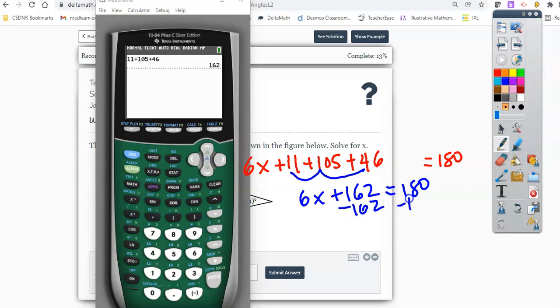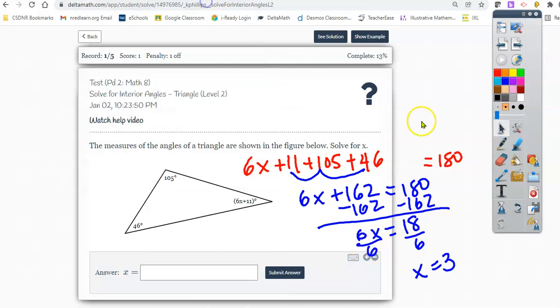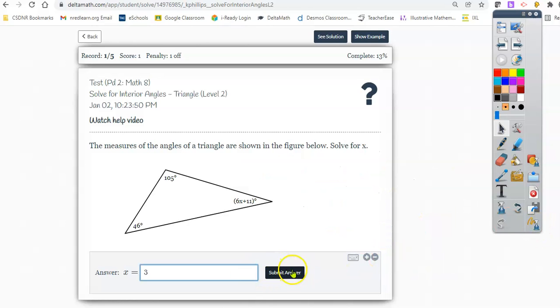I'm going to subtract 162 from both sides. Use your calculator if you need to. That'd be 18. And then divide by 6 and get your final answer. Now, it's just a coincidence that these two problems both had a dividing by 6. You divide by whatever number you see as the coefficient. So this has a value of 3.